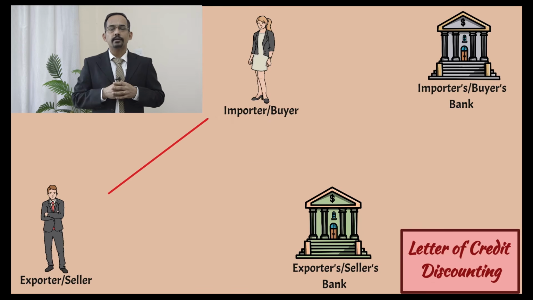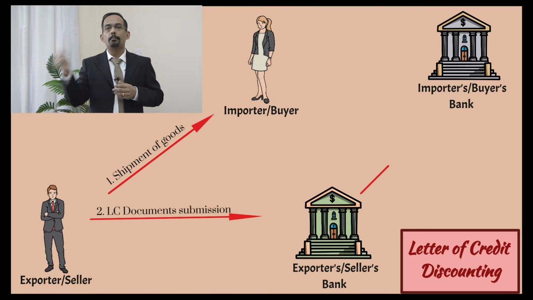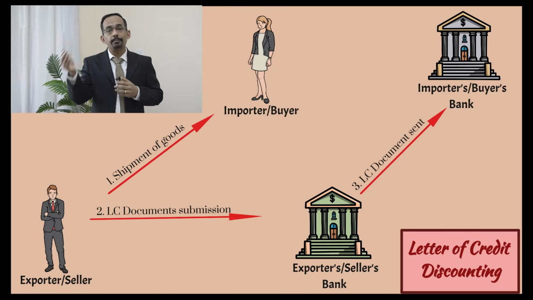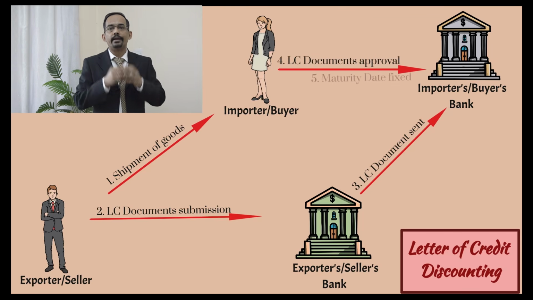Now let's see how the whole discounting process works. Following the shipment of the goods, the seller submits all the required documents to his bank, and subsequently these are sent to the buyer's bank. On acceptance of these documents by the buyer, the maturity date for these submitted LC documents is fixed as per the terms mentioned in the letter of credit.